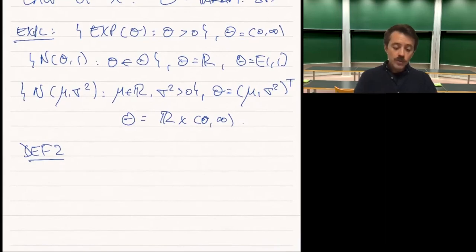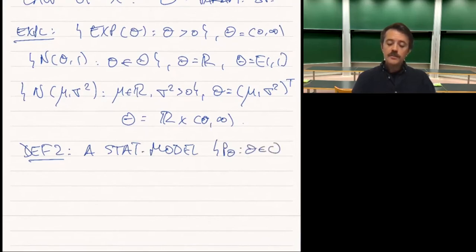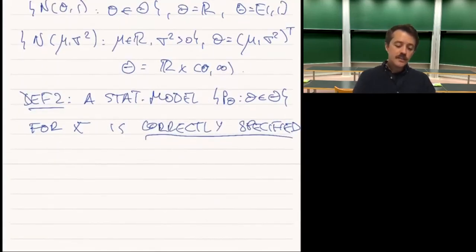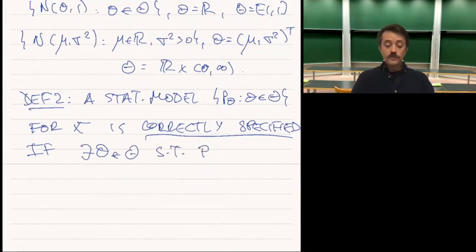Okay, so let's put this in words. Definition 2, a statistical model. We can write this simply through the P's: P theta for theta in capital Theta, for X, is correctly or well specified if there exists a theta in this parameter space such that P, which is the law of this capital X, equals P theta. Okay, so that's correctly specified.